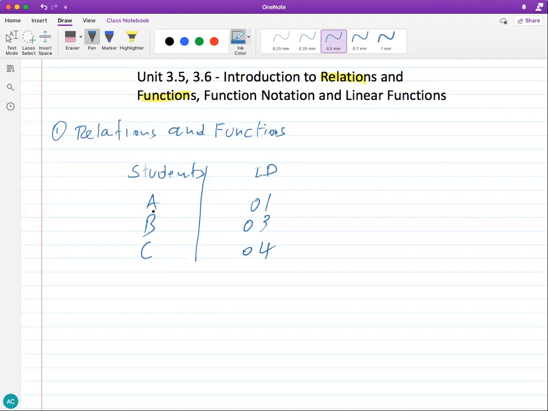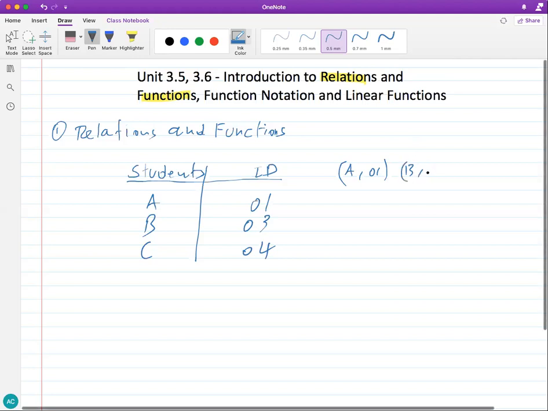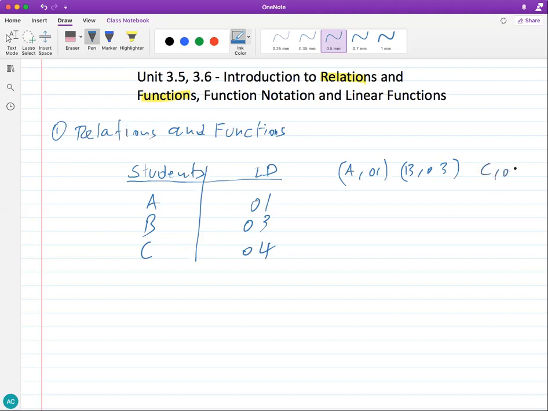Each value from here is related to a value from this column. So this forms a relation. A relation is just another name for table, because there's a relationship between the 2 columns. For example, student A is related to this ID 1, so we can write this together. A has the ID 1, student B has the ID 03. Finally, C is related to 04. So that's basically what a relation is.